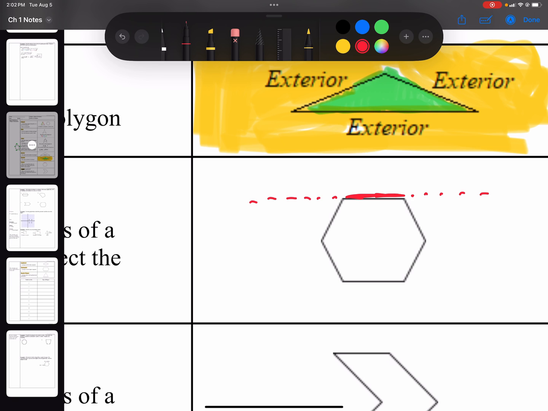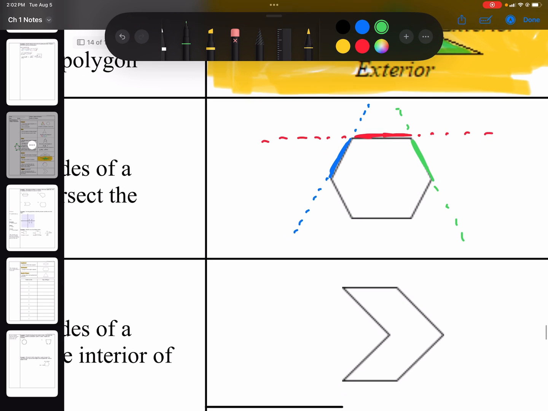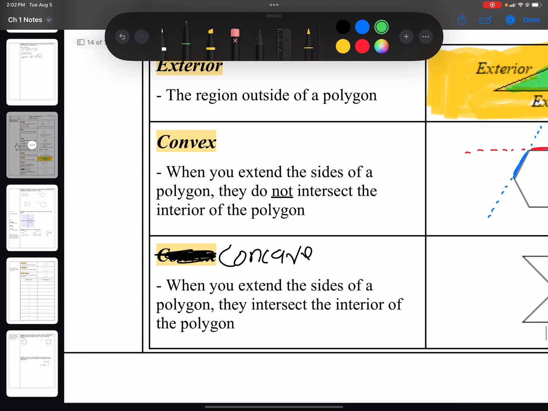Notice that if you extended that side, it would not go on the inside. It would not go in the interior of the polygon. You can run that experiment with all the other sides. If we extended it, those sides would not go into the interior in here. So all the way around, if you extended all of those lines, none of them would go in the interior of the polygon, which makes it convex. Concave is when you extend the sides, but they do go in.